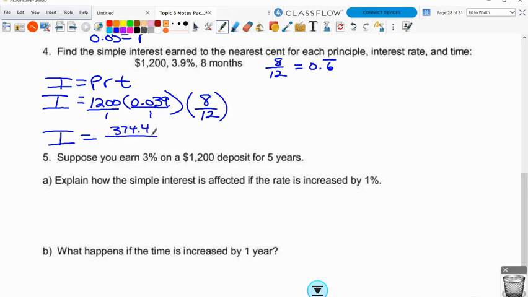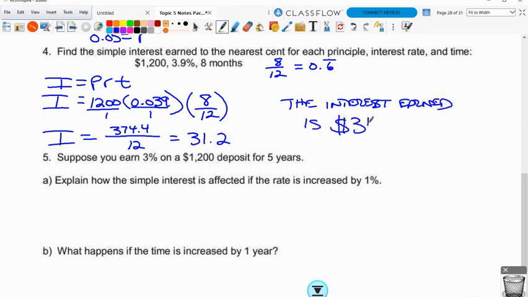If you were to punch those into your calculator, you would end up with a numerator of 374 4/10. Now for the denominator, that's a little easier. 1 times 1 times 12 is just 12. So in order to get the value of I, now you just have to do this division. 374 4/10 divided by 12, and that gives you an answer of 31 2/10. Okay, well, again, interest is money, so this means that the interest earned is $31.20.